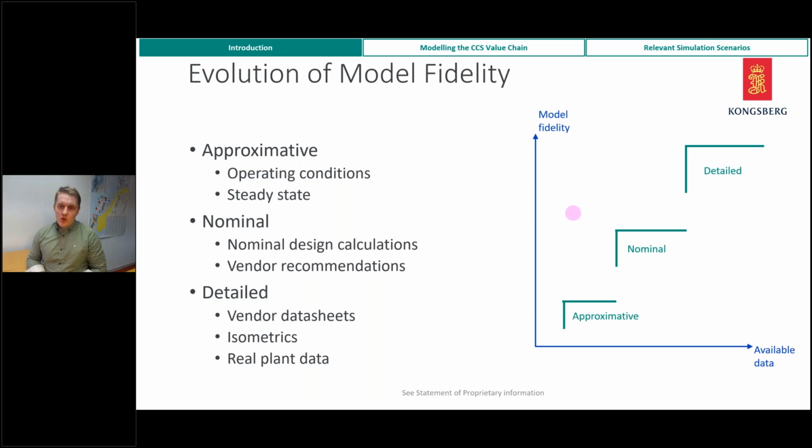So that brings me to another pet peeve of mine, which is evolution of model fidelity. We can start out with a model that is rather approximative. And this is something that you will, of course, see throughout your project. In the early phase, you don't have a lot of data. And as you progress, as you get more data from vendors and you do more design calculations, you can make your model more detailed.